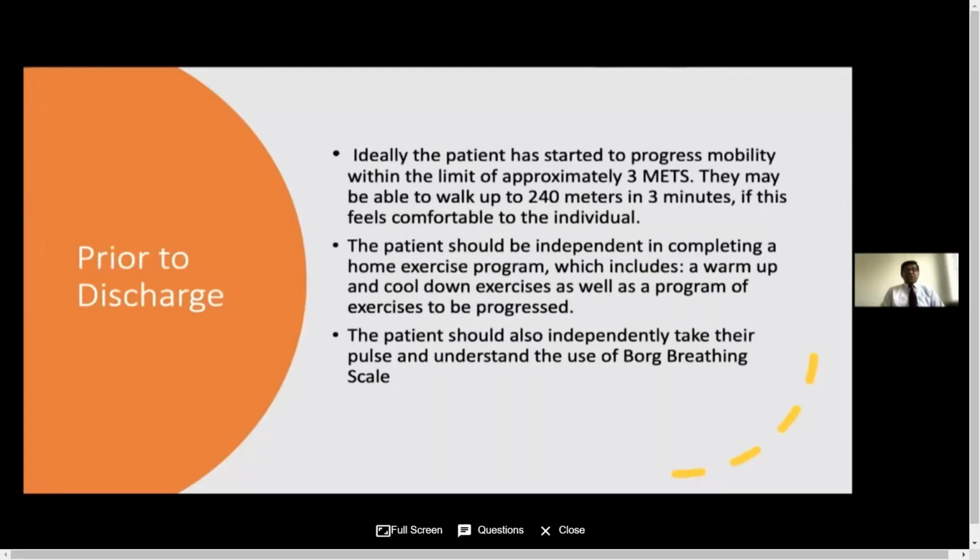Right, prior to discharge, ideally, the patient has started to progress mobility within the limit of approximately 3 minutes. They may be able to walk up to 240 meters in 3 minutes if this feels comfortable to the individual. The patient should be independent in completing the home exercise program, which includes warm-up and cool-down exercises, as well as a program of exercises to be progressed. The patient should also independently take their pulse and understand the use of the Borg breathing scale. Actually, you can Google and see what the Borg breathing scale is.